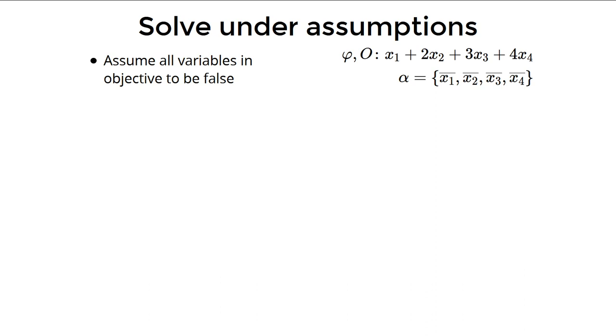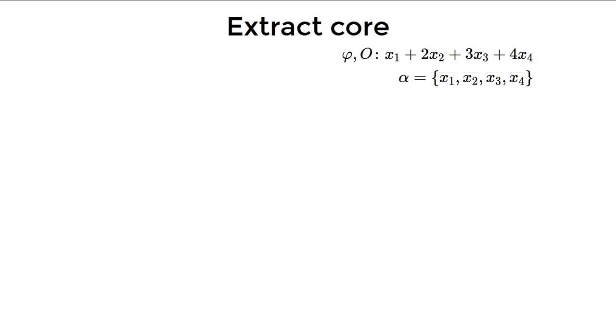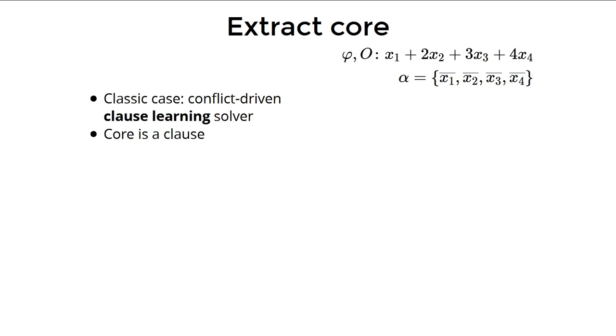The solver now reports that no solution with 0 objective exists. Hence, it returns a core constraint. In the classic case, this constraint is always a clause, as this is the type of constraint learned by current generation MAXSAT, answer set programming, and constraint programming systems. In our example, the returned core is the clause that says that one of x2, x3, or x4 must be true. This is implied by the formula, and it is clearly not consistent with the chosen assumptions.